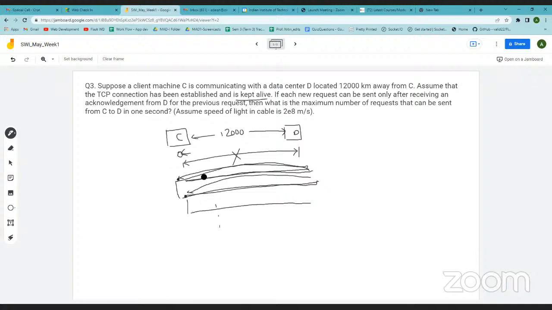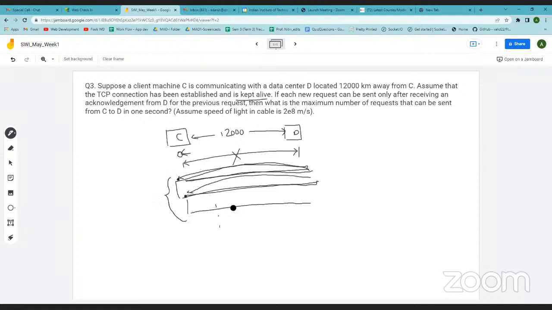Now, if I follow this, what will be the maximum number of requests that can be sent from C to D in 1 second? That is what we need to find out, the maximum number of requests if we have to follow this pattern.